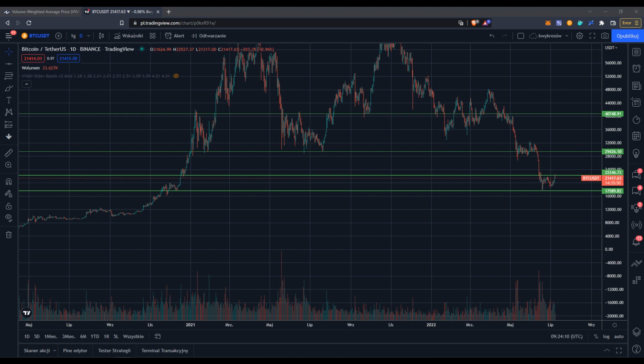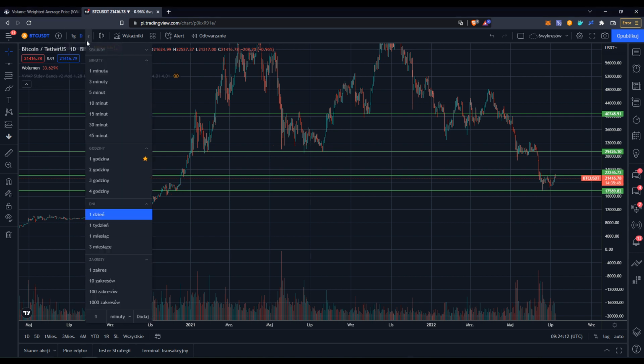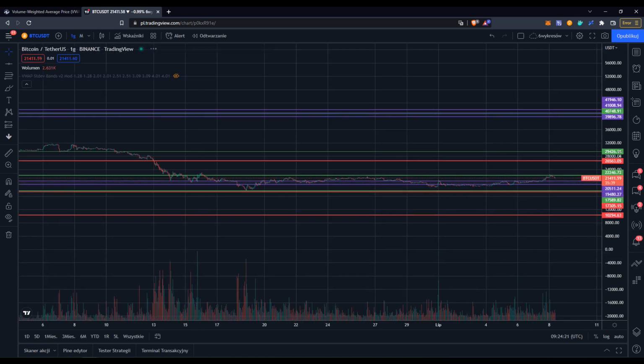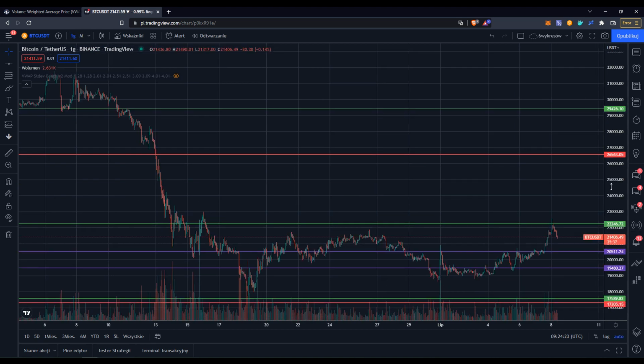Let's switch lower. Before we do, let's have a look, because you are not going to be surprised: there are two lines based on the monthly, the red lines. Now let's switch to the intraday, to the hourly chart.